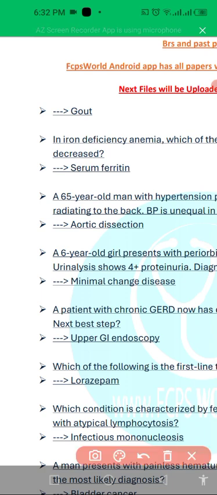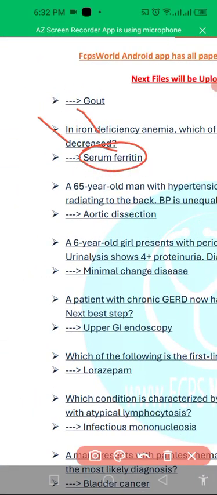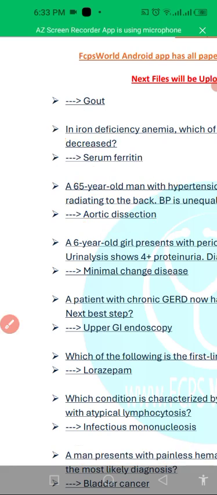Okay. In iron deficiency anemia, which of the following is characteristic? Decreased serum ferritin level is seen in iron deficiency anemia. Next one is a 65-year-old male patient presenting with hypertension and pain radiating to the back, with unequal blood pressure in the arms. What is the diagnosis? Aortic dissection is the diagnosis for this condition.